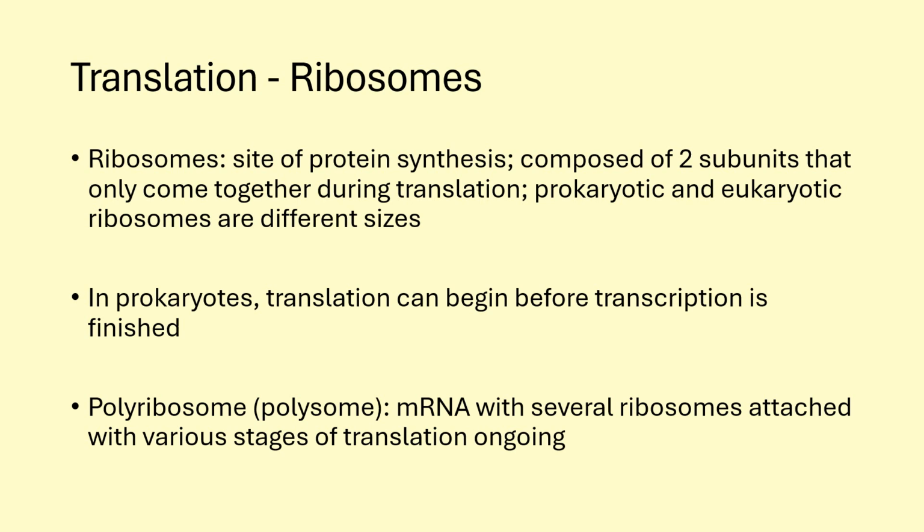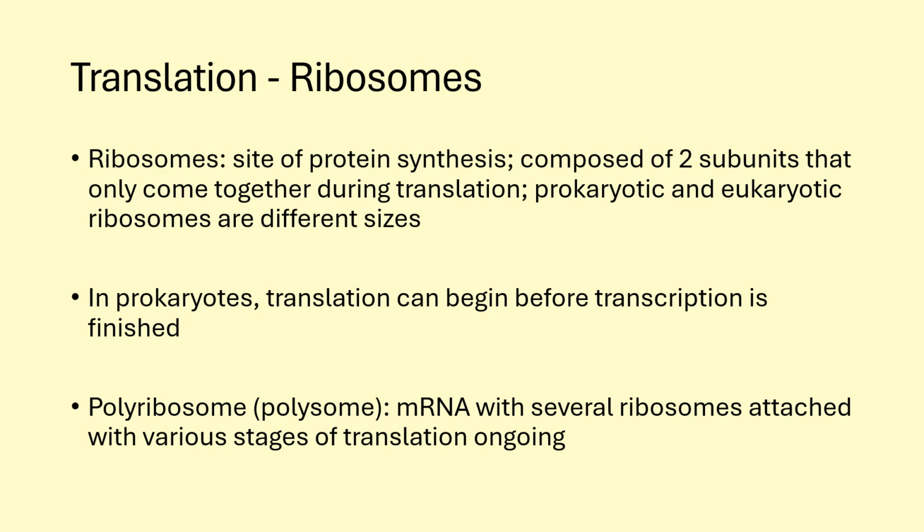In translation, you're going to have your ribosomes. Ribosomes are the site of where protein synthesis occurs. So translation is protein synthesis. Ribosomes are composed of two subunits. Now, normally they're separated. They will only come together during this process of translation. Remember, your prokaryotic and your eukaryotic ribosomes are different sizes. Just kind of keep that in mind. In prokaryotes, translation can begin before transcription is finished because they're occurring in the same location. There is no nucleus.